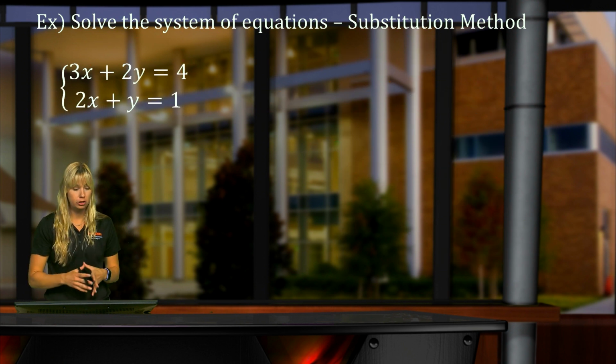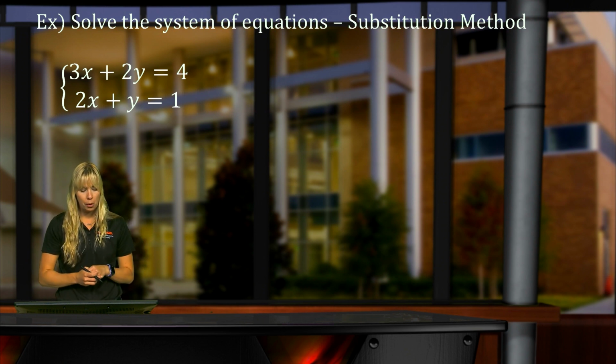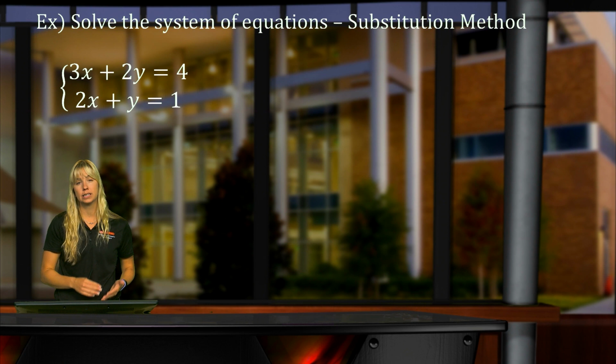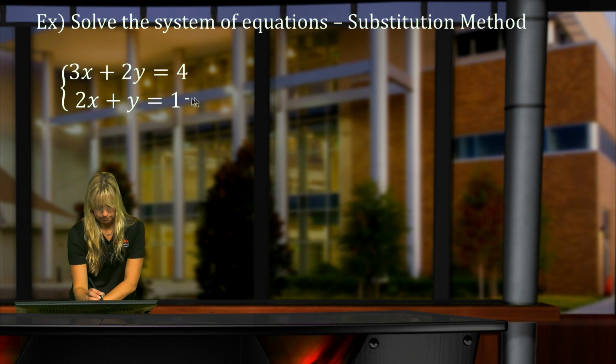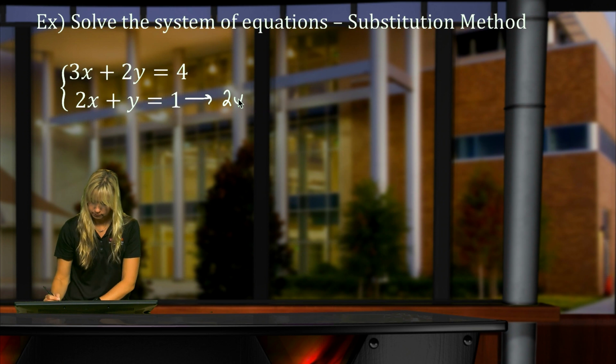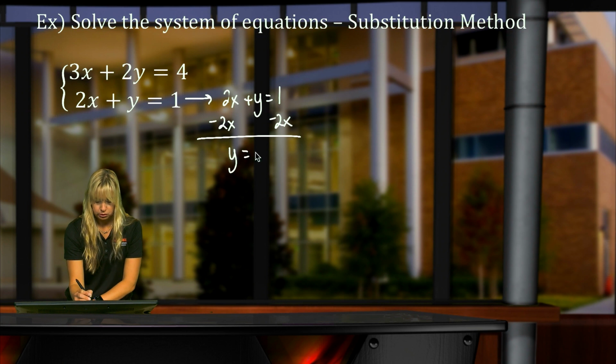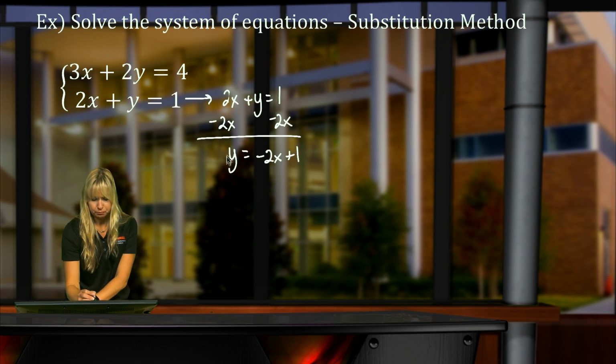Let's try one more with substitution. 3x plus 2y equals 4. 2x plus y equals 1. Looking at our two equations, it's clear we want to use the second equation because y has a coefficient of 1, which means it's going to be really easy to isolate. Y is equal to 1 minus 2x, or negative 2x plus 1. It doesn't make any difference.